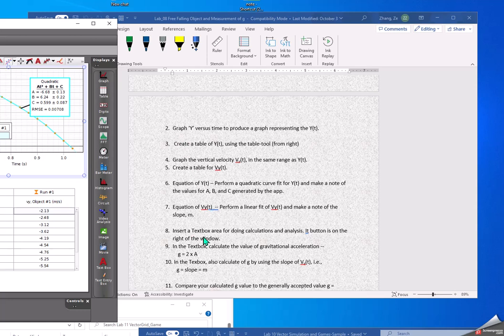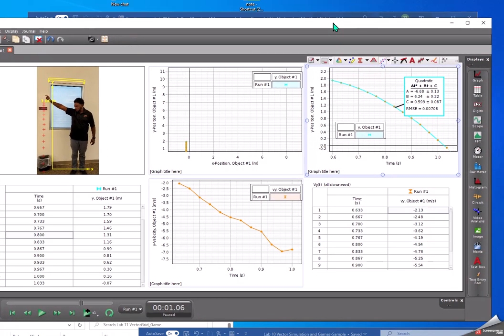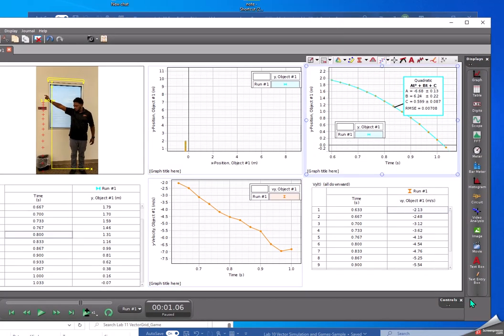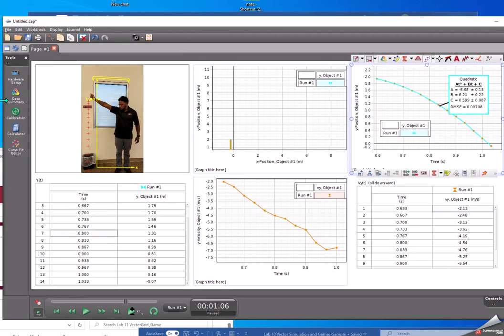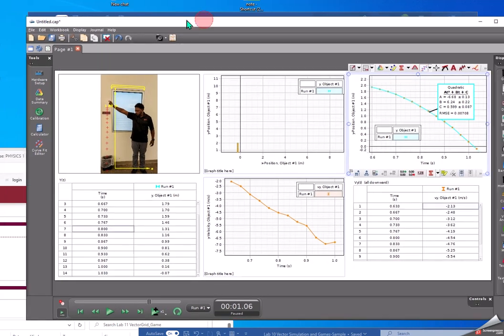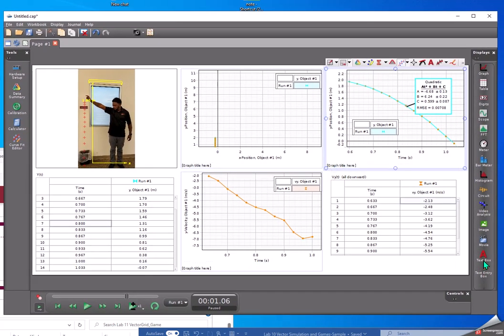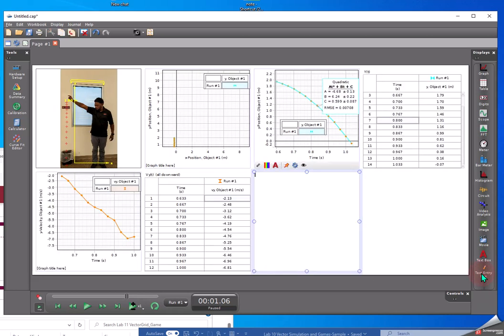Okay, insert a text box for calculated analysis. The button is at the bottom on the right window. This software you can use for any work, and you can turn this in, but in this case I just want you to make a snapshot of this. Then you can enter a text box over here, a text entry box, so you can simply do your report.